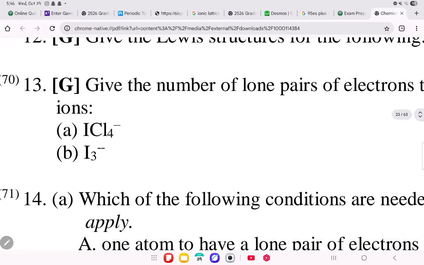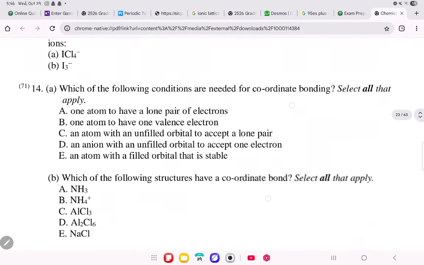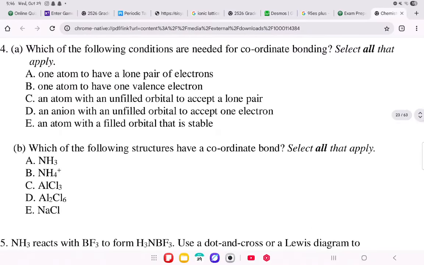We move on to 14. Which of the following conditions are needed for coordinate bonding? Very important. What did we say? For coordinate bonding to happen, we should have one atom having a lone pair and one atom having an unfilled orbital to accept the lone pair. Which of the following have a coordinate bond? So here we have to solve and do the Lewis structure to see which is a coordinate bond, but for now it's B and D.